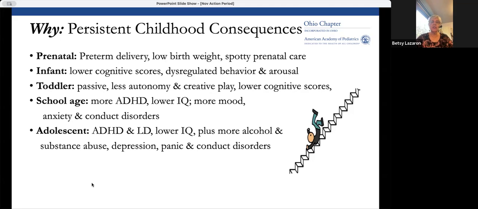And by school age, these are the kids who may have more ADHD, a lower IQ, and more anxiety and conduct disorders. In adolescence, it plays out even more. ADHD and learning disabilities, lower IQ, and then segues into more alcohol and substance abuse, depression, panic, and conduct disorders. Next slide.